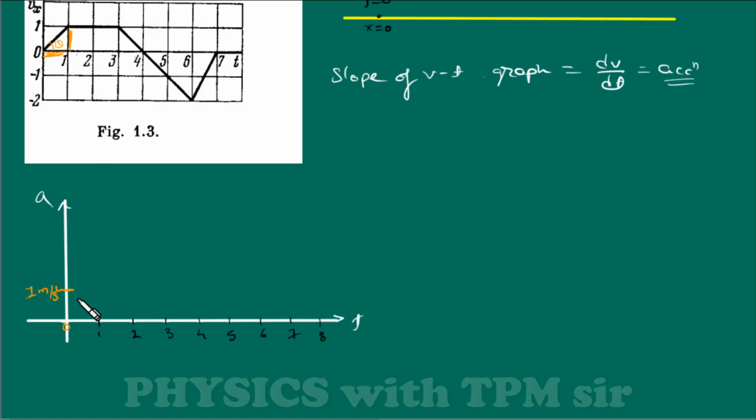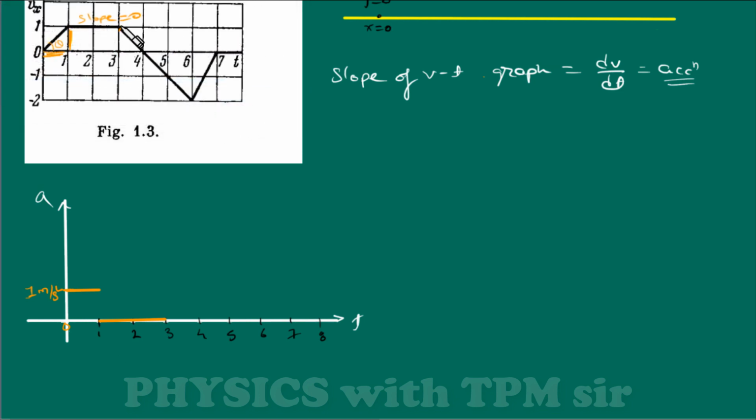Now this remains constant as the graph is a straight line. After that we can see the slope has become 0. Slope has become 0, that means acceleration has become 0. So from 1 to 3, acceleration has become 0.